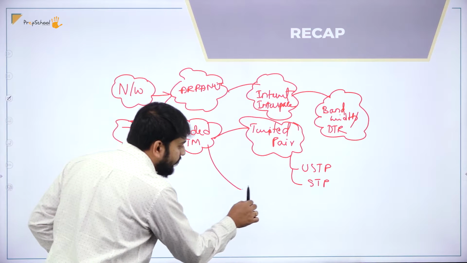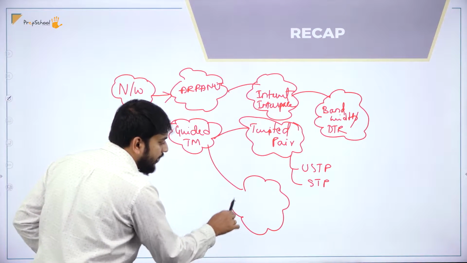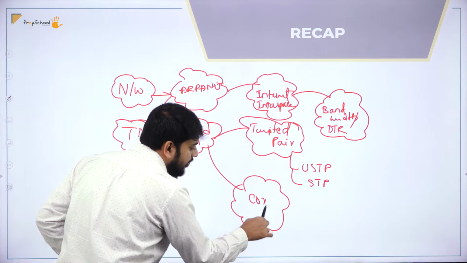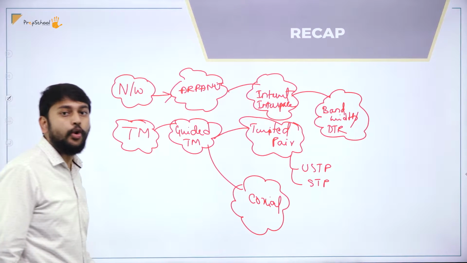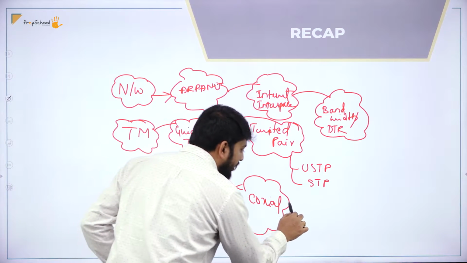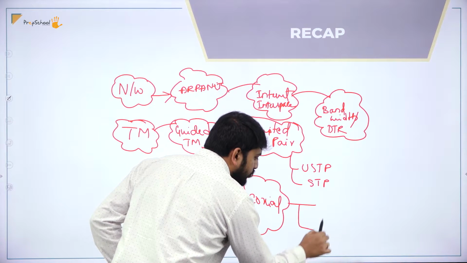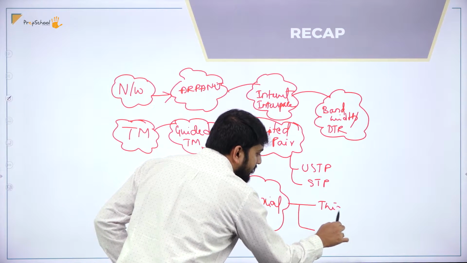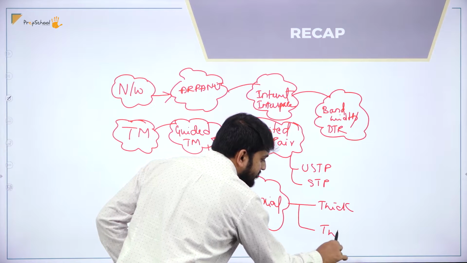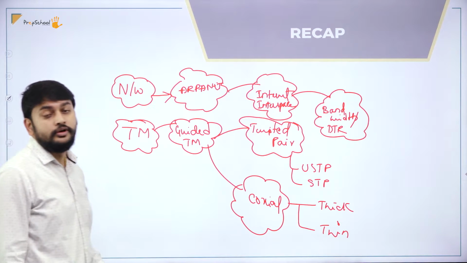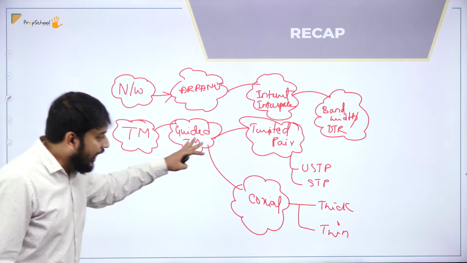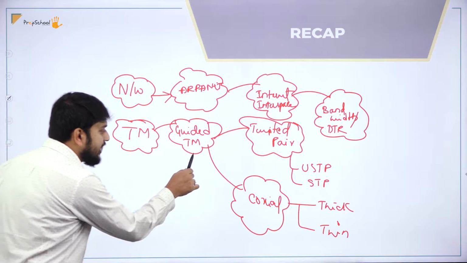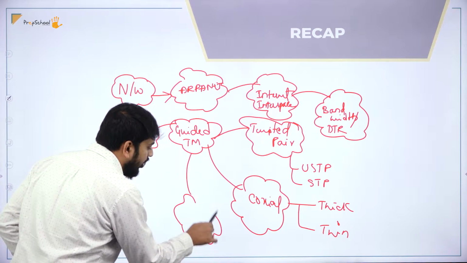What is the second one that we have? The second one is coaxial cable. When it comes to coaxial cable, we have two types: one is thick net, another one is thin net, which is what you need to remember. After this, we started understanding something called fiber optics.